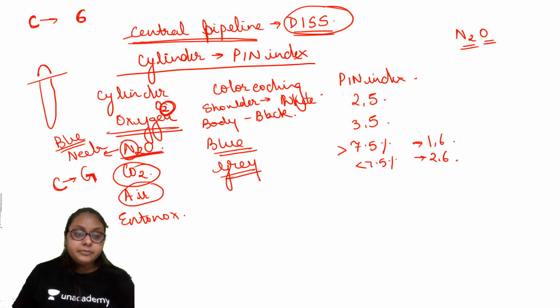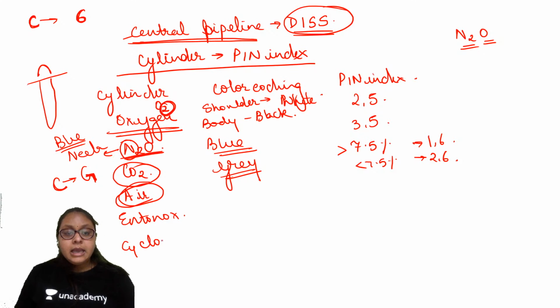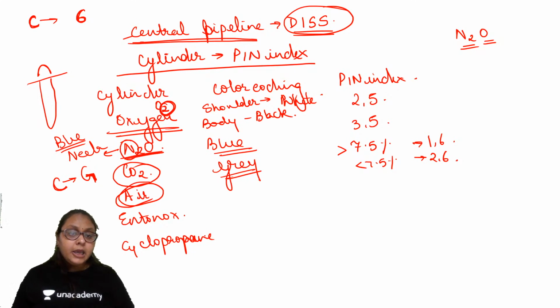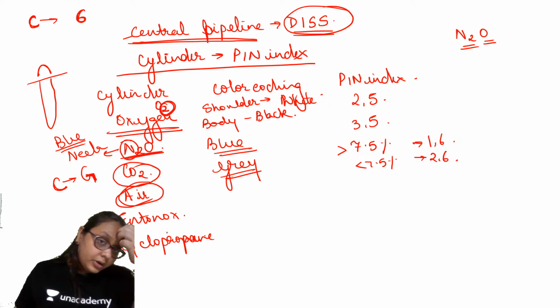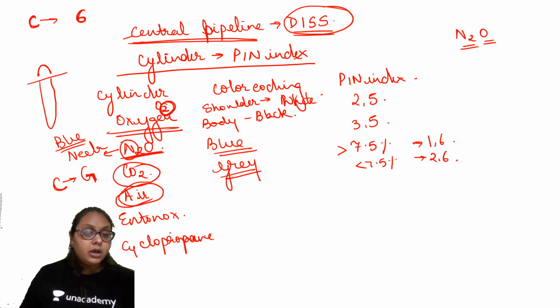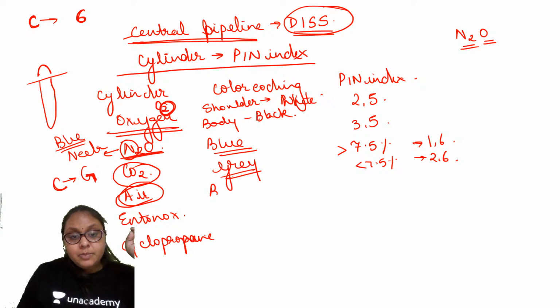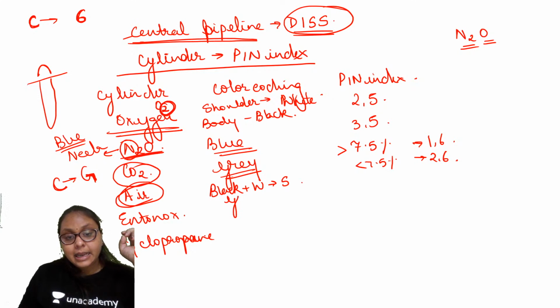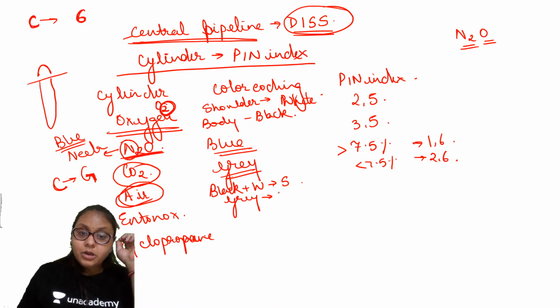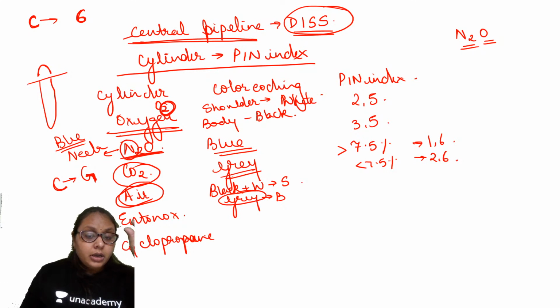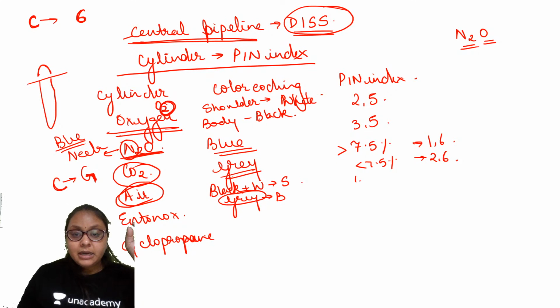Okay. Air, it is a mixture of gases. So what will its color coding be? What color will the shoulder be? In air, the shoulder is black plus white and the body is grey in color. Nowadays the carbon dioxide level is increasing a lot, so the body is grey but the shoulder is black plus white. And what is the pin index? That is 15. A, alphabet 1.